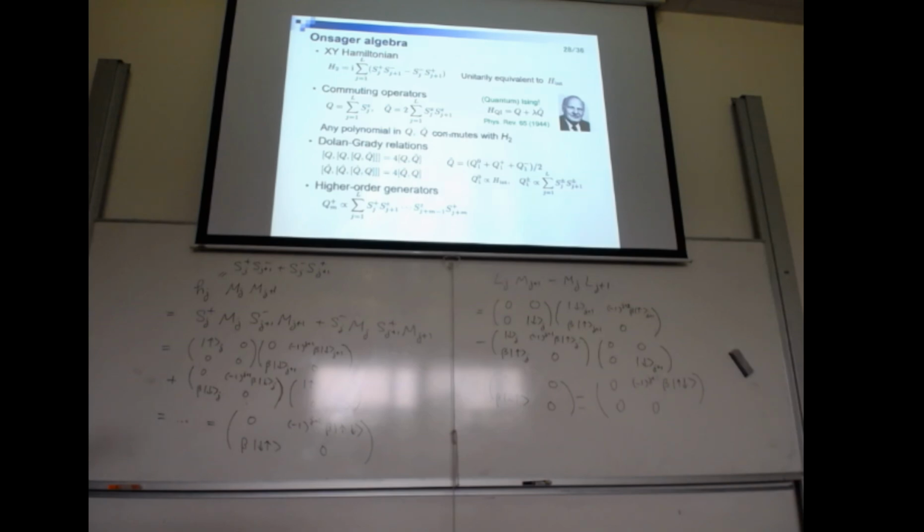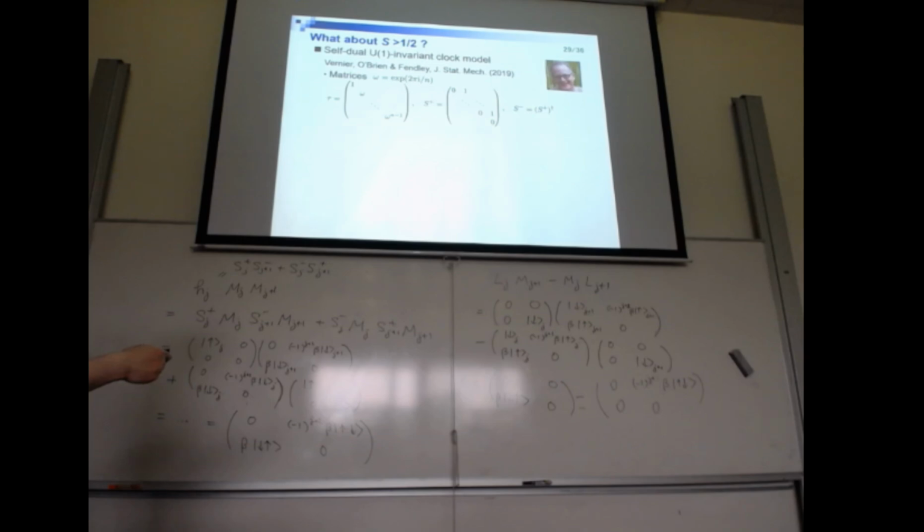And actually, any polynomial in Q and Q hat commutes with this Hamiltonian, and you can construct something more complicated which still commutes with the Hamiltonian. This is one example, Qm plus. Here you are sandwiching this string of Sz by S plus on the left and the right. Using this kind of more complicated operator, you can construct scarred models with longer range interactions. And you can also construct higher spin models.